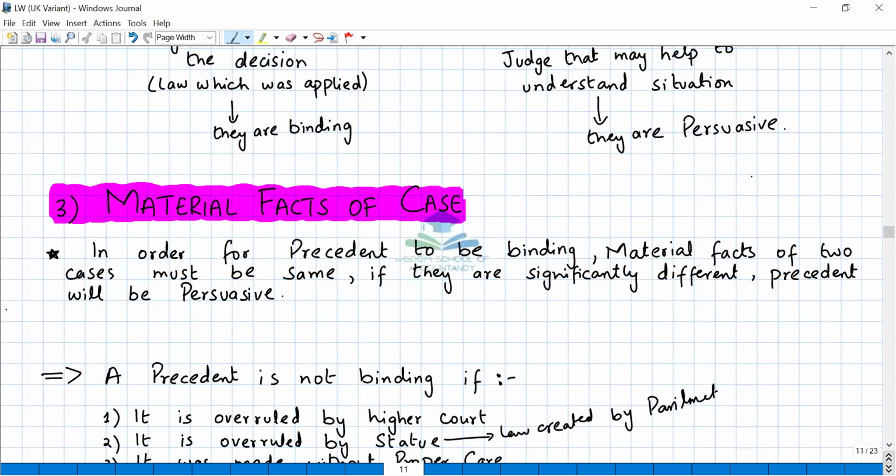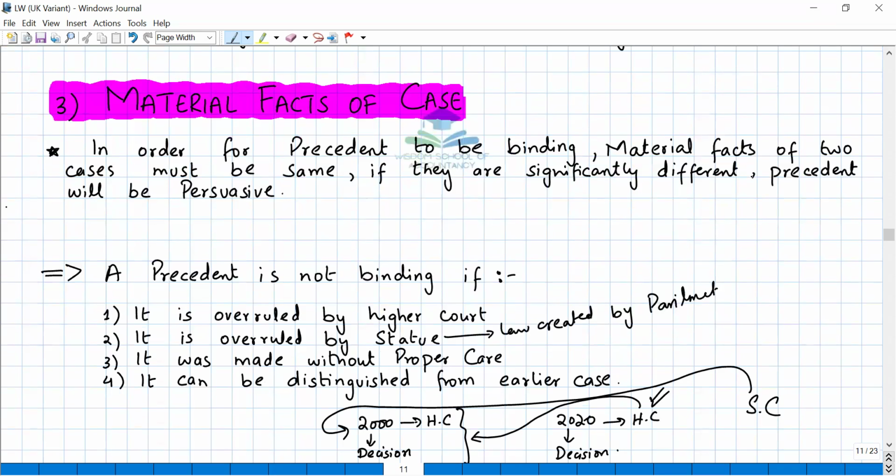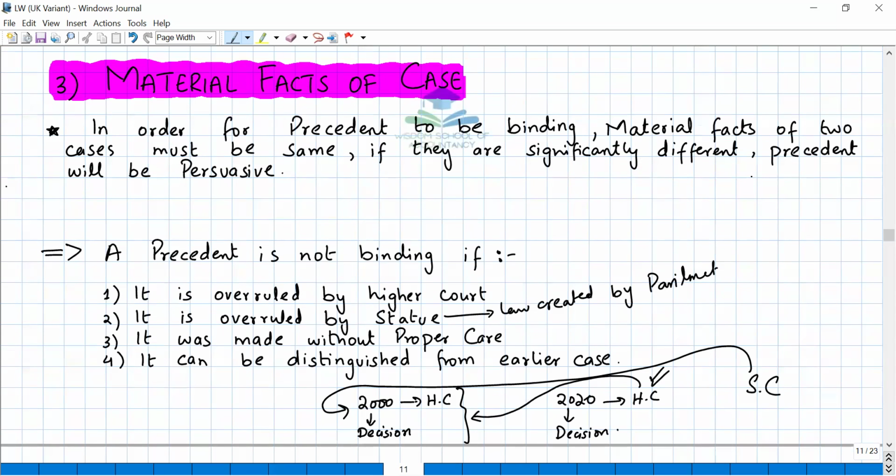And the last factor is the material facts of the cases. In order for a precedent to be binding, the material facts of the two cases must be the same. If they are significantly different, the precedent will be persuasive. If you want to follow the previous judge's decision, then the two cases should be the same, right? If they are significantly different, then the previous judge's decision is persuasive, it's not binding.